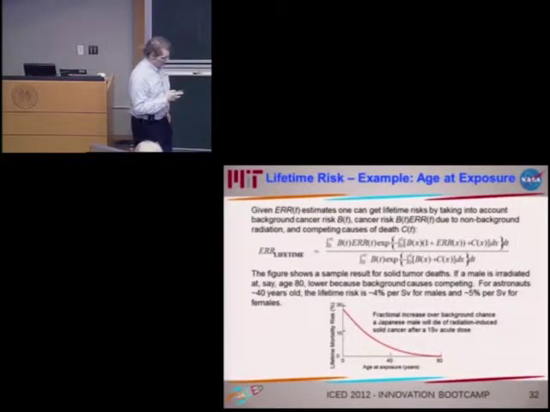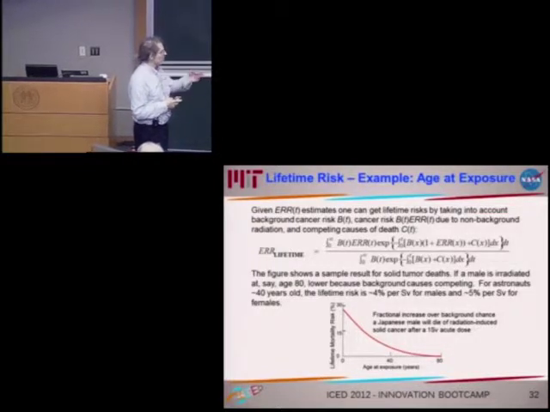Here you see, as you'd expect, the lifetime mortality risk as a function of age at exposure diminishes with age because, of course, if you're exposed at 80, the chances you're going to succumb to cancer versus a heart attack or something else is vanishingly small.